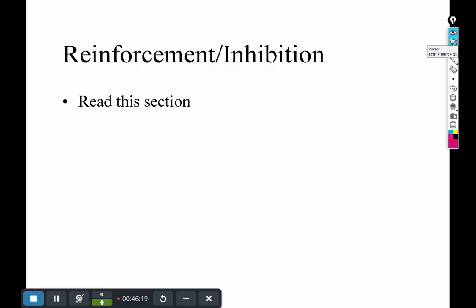Okay, so the reinforcement and inhibition section you're going to have to read on your own. It is still fair game. So if you have any questions about it, a good time to ask would be during or in between labs in person. But it's basically what it sounds like. So if you want to reinforce or amplify a reaction versus if you want to inhibit one within motor patterns, just go ahead and read that.